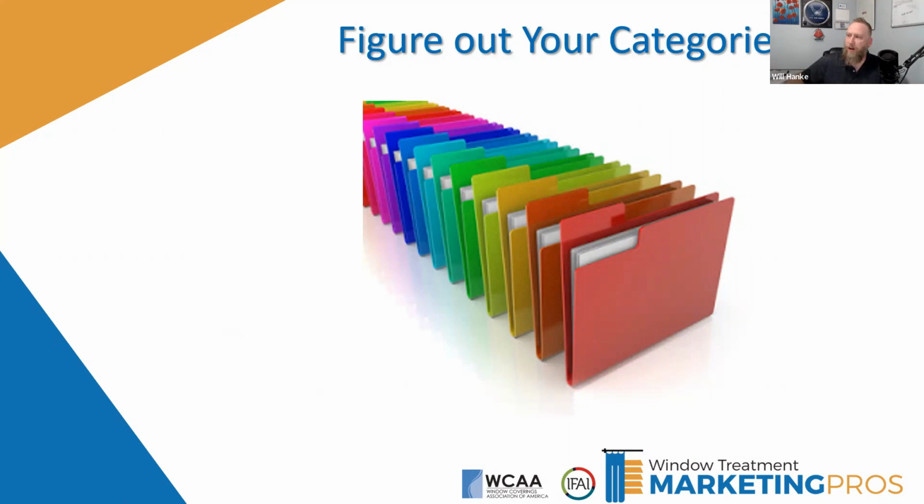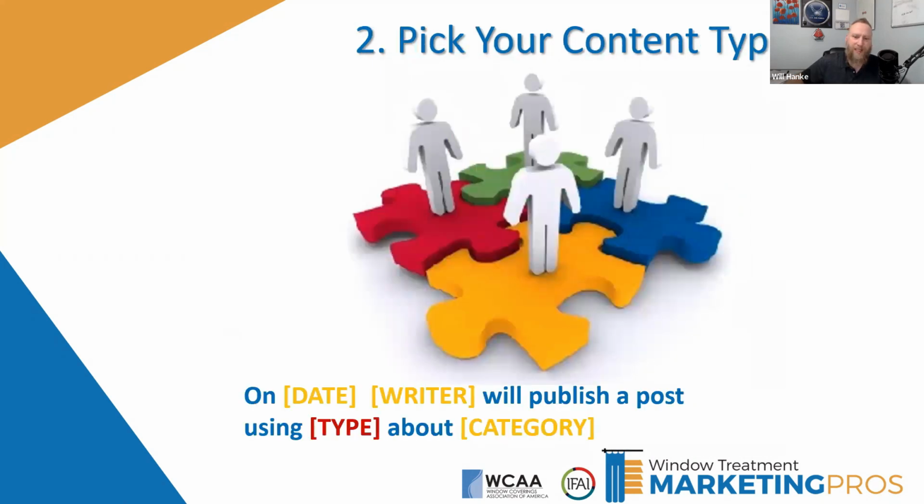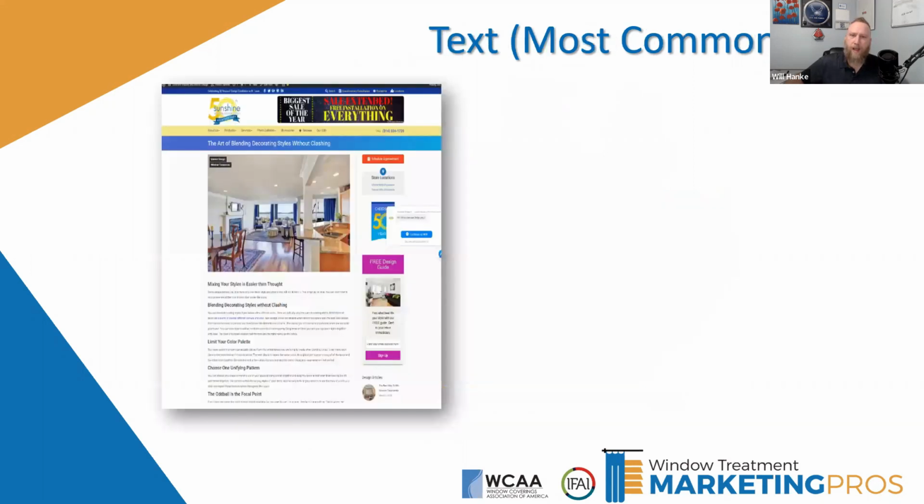So, all right. Number 2 is the content type, using type about category or about solar shades or something like that. So there are 4 types of content. The most common and the most obvious is text, an article, a blog post, something like that, right? When you hear you should be creating content for your website, most people default to, oh, I should be writing something for my website. And 100% true. It's definitely the most common.